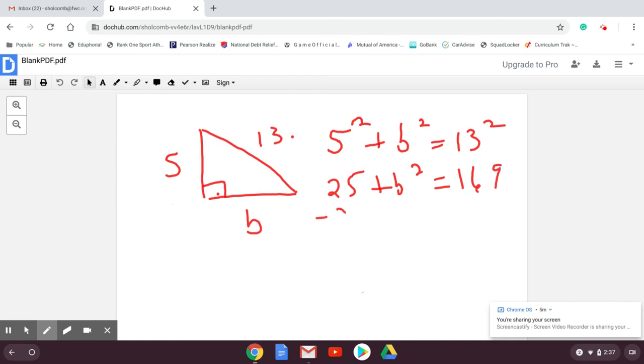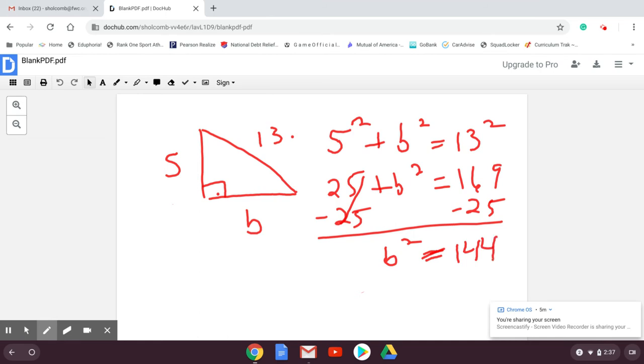Subtract the 25. Even though we're dealing with something squared, it's still pretty much the same way to solve. Get the variable on the left by itself with the hidden positive 1 in front of it, and then we can deal with the square. Now we've got b squared equals 144. Take the square roots of both sides, and b technically is equal to plus or minus 12.